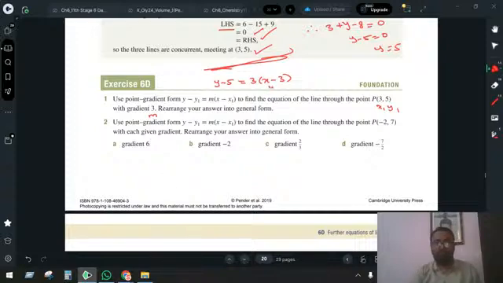So if you write it, y minus 5 is equal to 3x minus 9, which implies 3x minus y minus 4 is equal to 0. This is ax plus by plus c is equal to 0. That is the standard form.